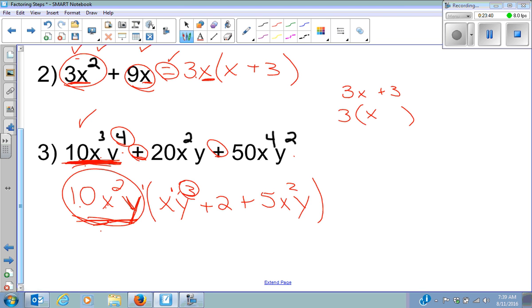So the way that we do that is we go, 3 times what gets me to 3, and that's why he put that 1 back there, because now when I distribute it back out, 3 times x is what? Check. 3 times 1 is what? Check.